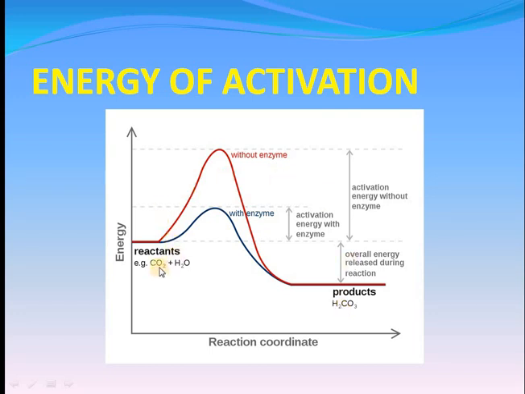But if the same reaction is taking place in the presence of enzyme, at that time the activation energy is very low. It will take a small amount of energy to start the reaction. Now in this graph you can see that this here is energy, here is reaction coordinate, here is reactant and product. Now you can see the activation energy with enzyme and activation energy without enzyme.